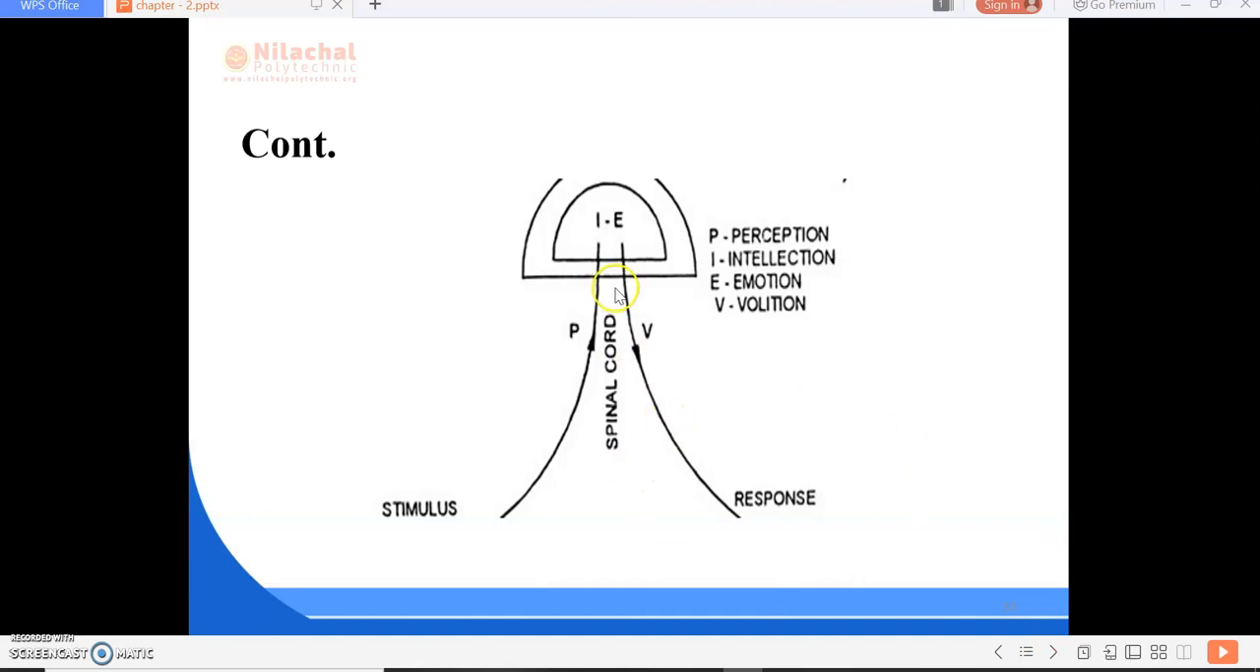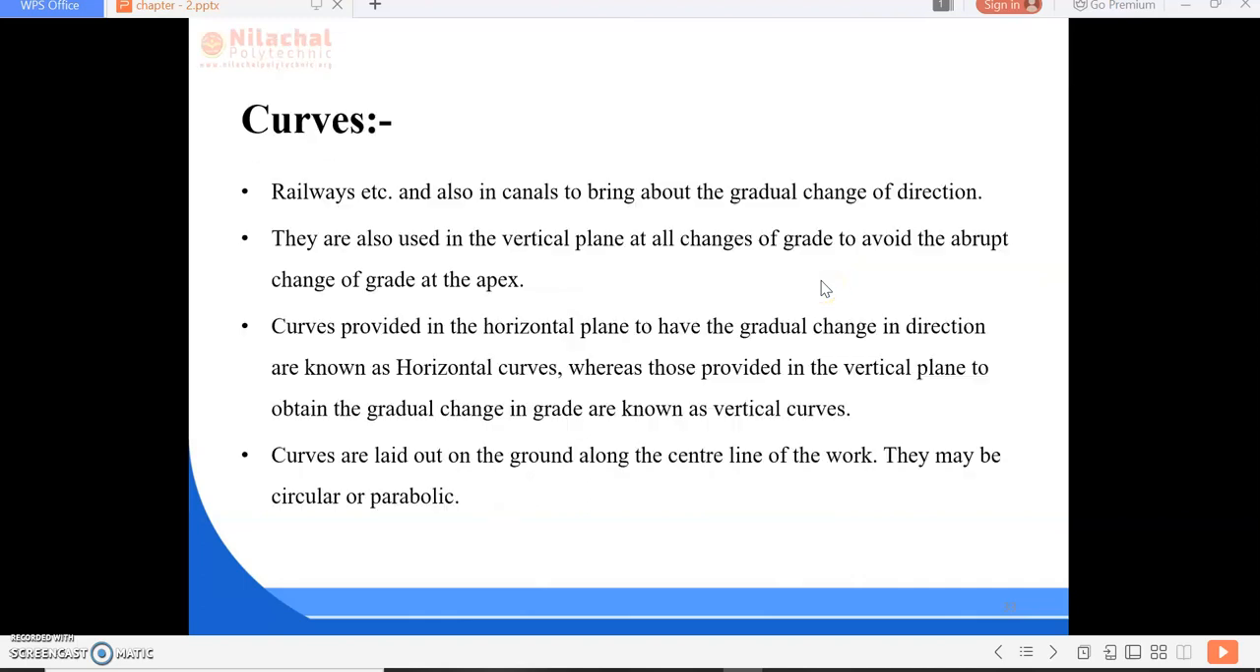Okay, here we can see this is the spinal cord, this is response stimulus, that is our intellection and emotion. Okay, that is our perception, intellection, emotion, and volition.